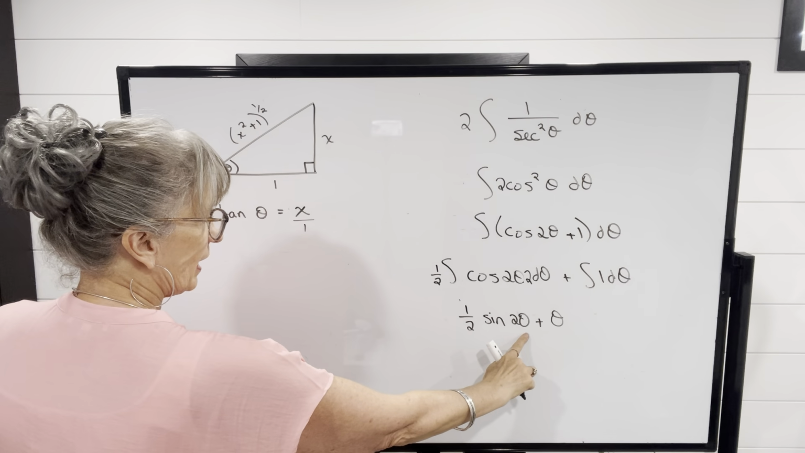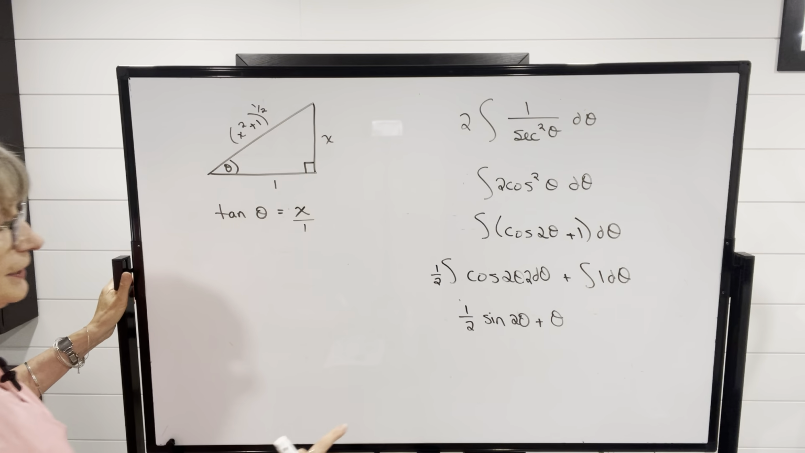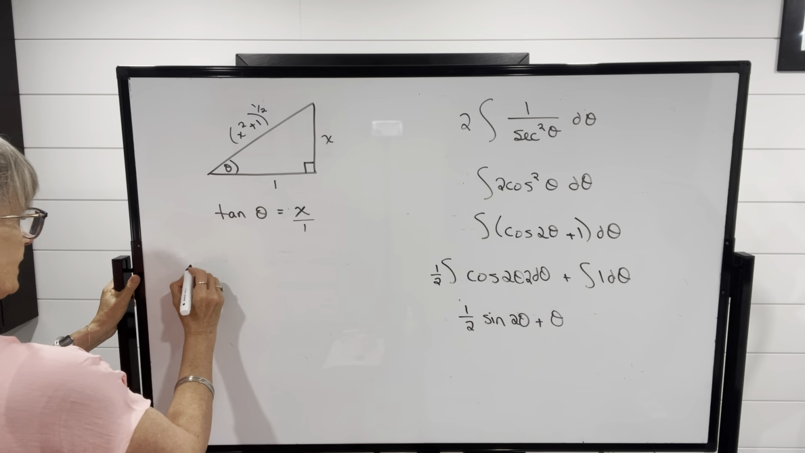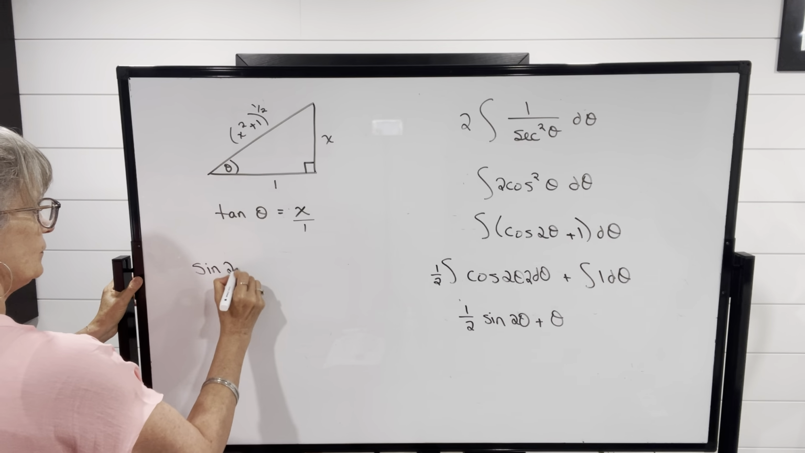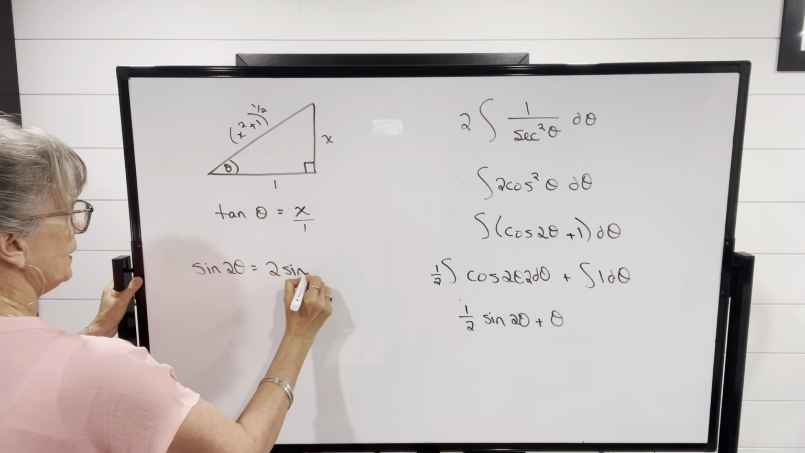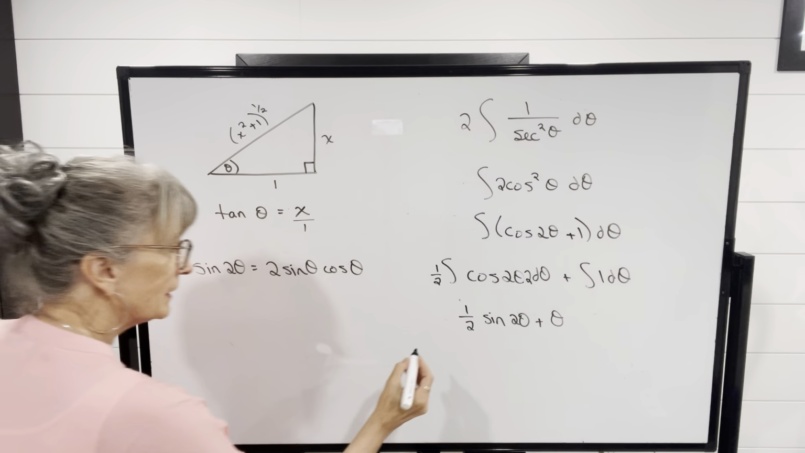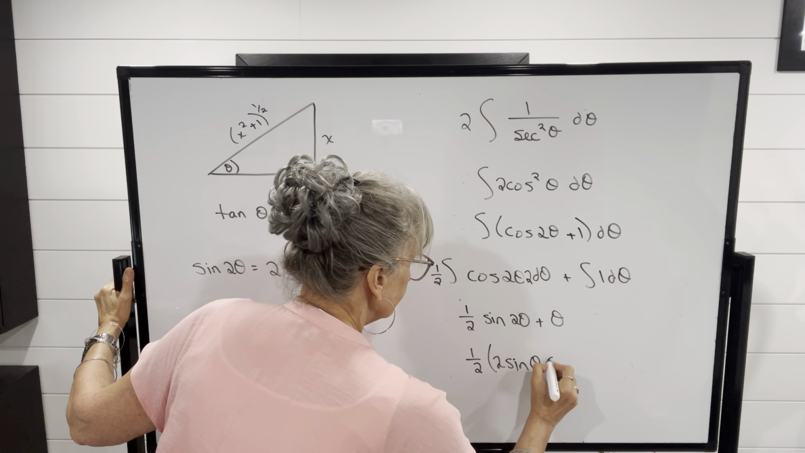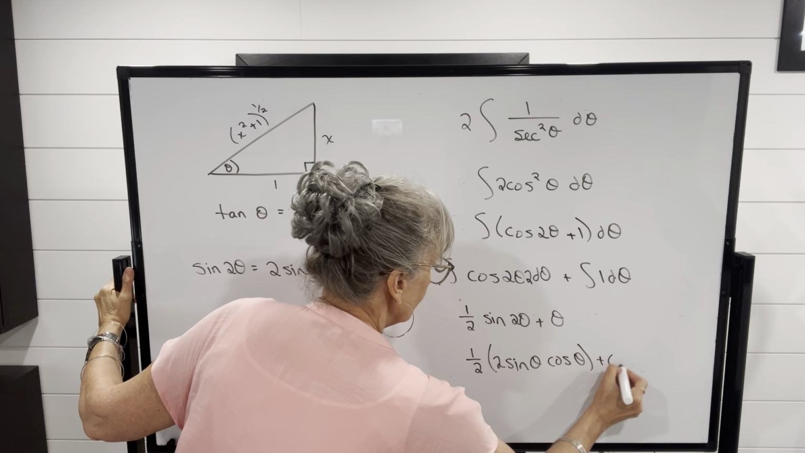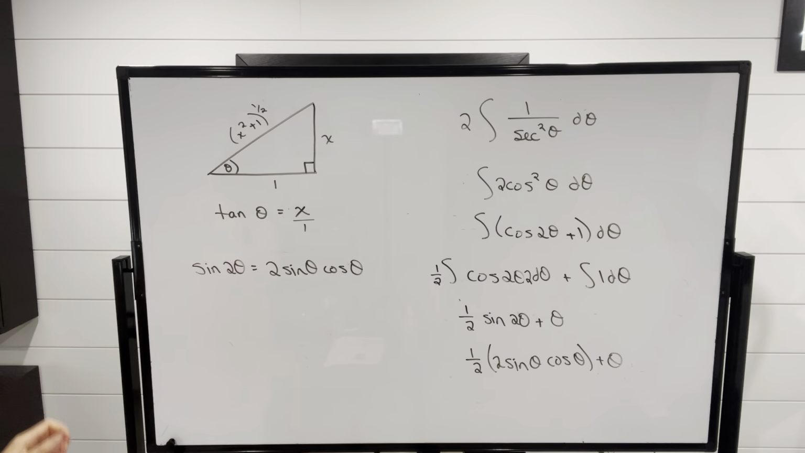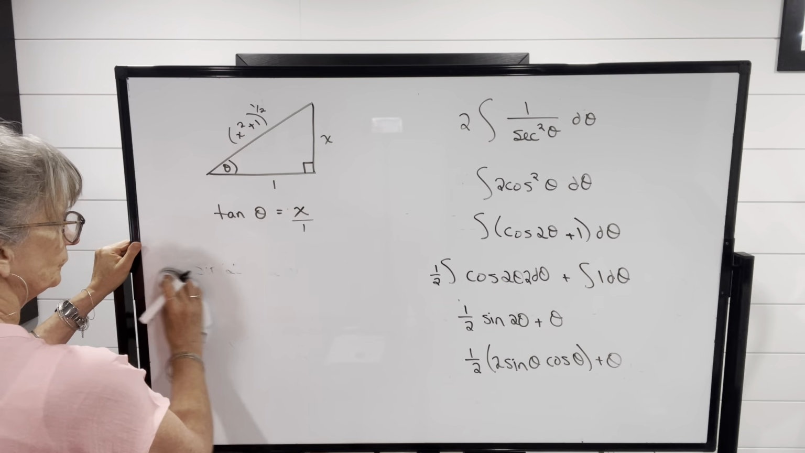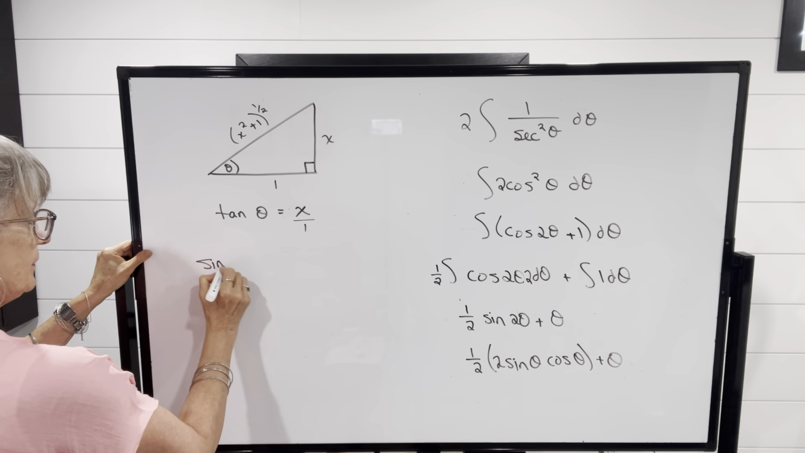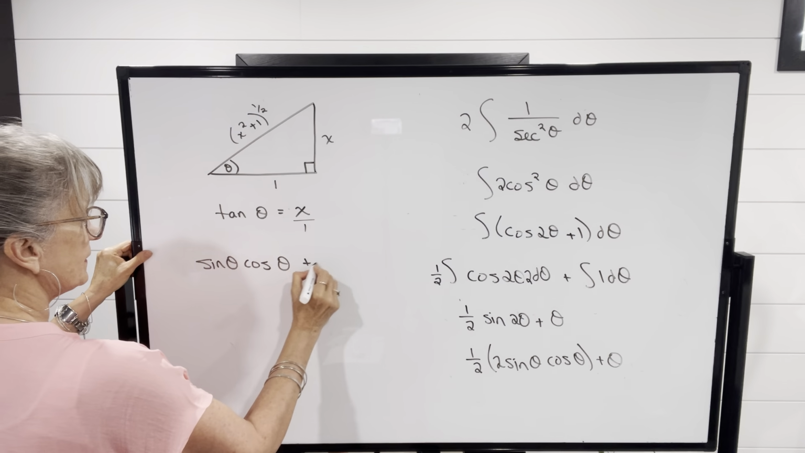All right, let's go back to this. Now, we have 2 theta, not theta. So again, I'm going to use one of our double angle trig identities, which says that the sine of 2 times an angle will be 2 times the sine of theta, cos of theta. Now we can use this. One half times 2 is 1, so we've got sine theta, cos theta plus theta.